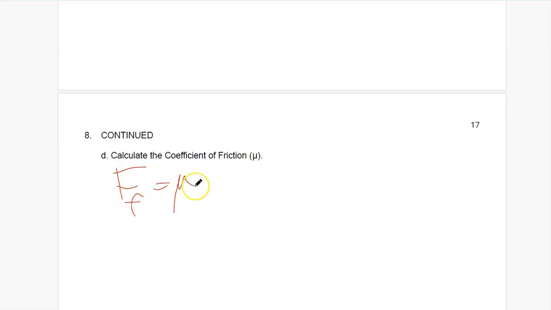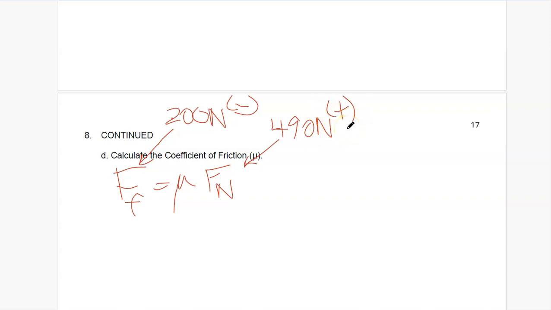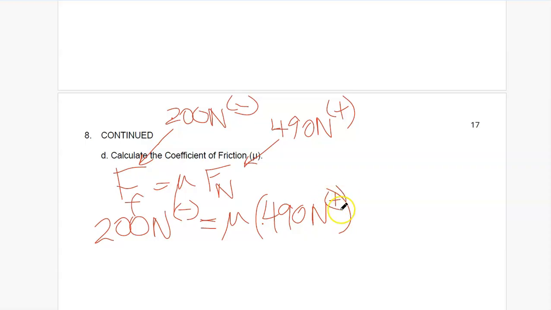We know the force of friction equals mu, the coefficient of friction, times the normal force. Well, we know the frictional force is 200 newtons in the negative direction, and we know the normal force is 490 newtons in the positive direction. Well, we're not going to worry about directions because the normal force is vertical and the frictional force is horizontal, so we really can't use the positives and negatives. But in any case, when we solve for mu, mu can only be a positive number. So when we stick these values in, we have a frictional force of 200 newtons, really negative, but we're not going to worry about that, equals mu times our normal force, which is 490 newtons, really in the positive direction, but again, we're not worrying about that.